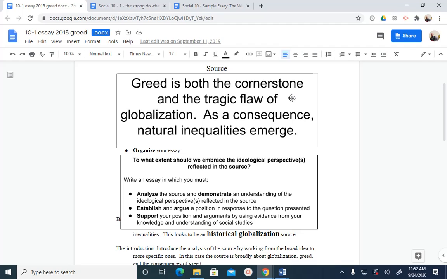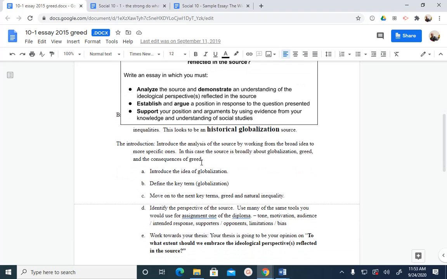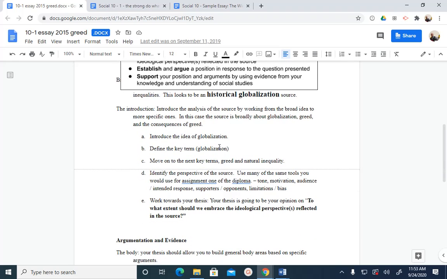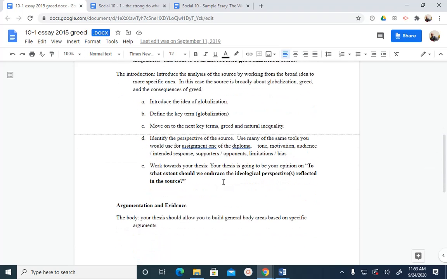So I think that today's topic of China gives us a chance to look at that evidence. So we've looked at this one, greed is both the cornerstone and the tragic flaw of globalization. As a consequence, natural inequalities emerge. We talked about how we broke down the source to analyze it, to find a perspective, to see its connection to globalization, to see how there's a problem that they have with globalization, and within that problem we can see a tone and motivation and audience, some kind of intended response. What do they want us to do given this observation?